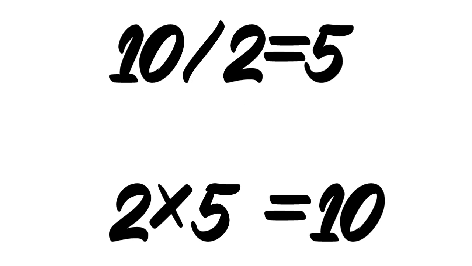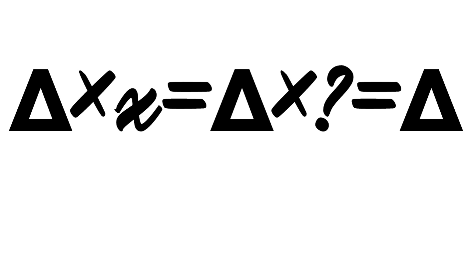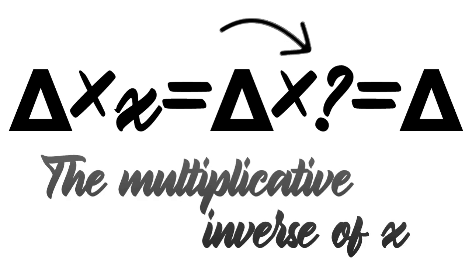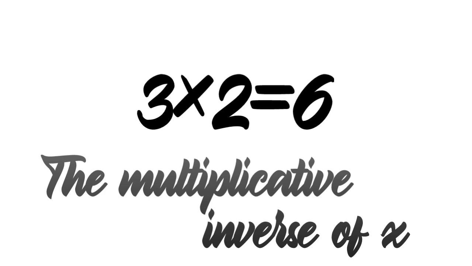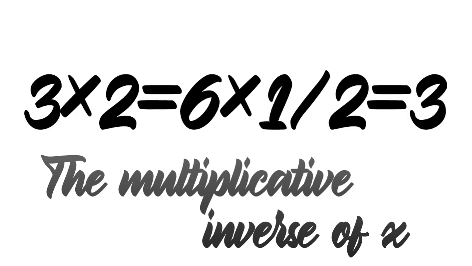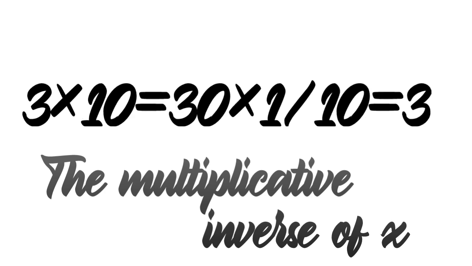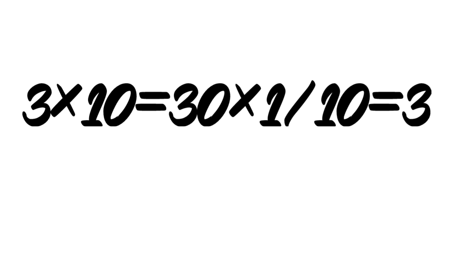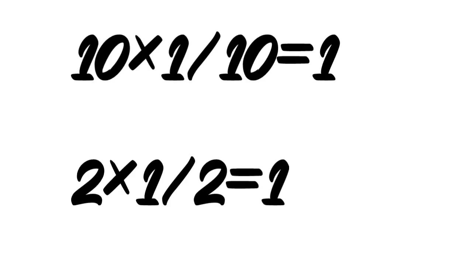In the following way, if you multiply any number by a given number x, we can ask if there is a new number we can multiply by afterwards to get back to where we started. If there is, the new number is called the multiplicative inverse of x. For instance, if you multiply 3 by 2 to get 6, you can then multiply by 1/2 to get back to 3. So the multiplicative inverse of 2 is 1/2 and the multiplicative inverse of 10 is 1/10. As you might notice, the product of any number and its multiplicative inverse is always 1.